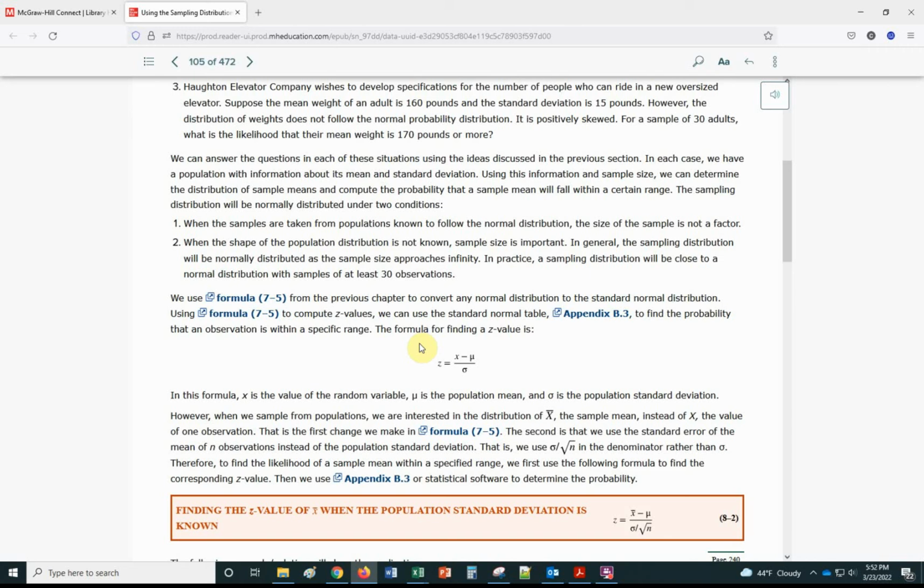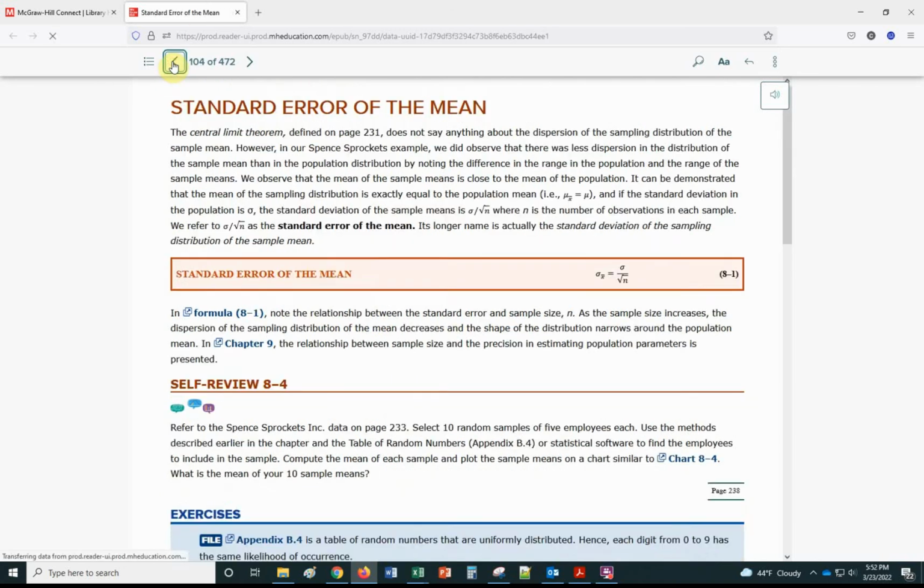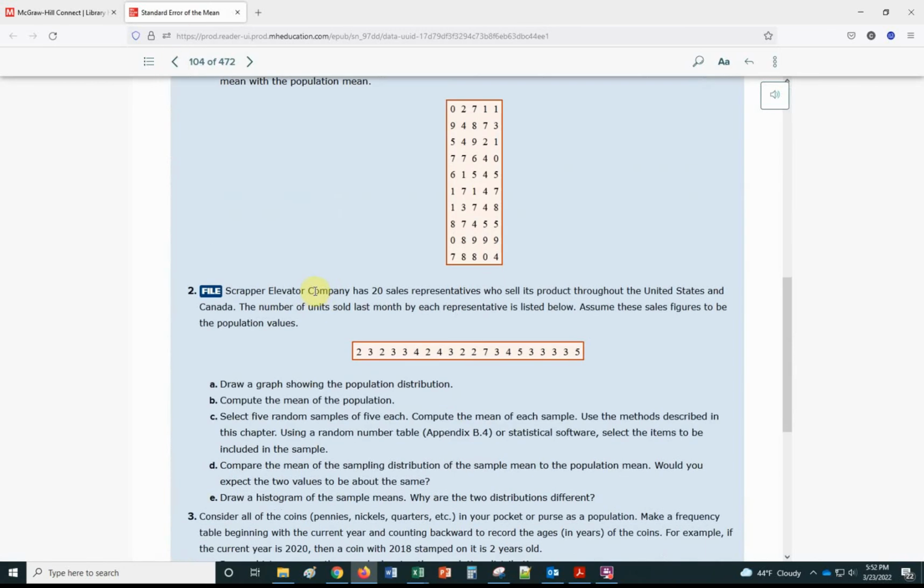Oh, wait a minute, I may want to do one of these questions here before I get into that. Let me go back. They were numbered different in the book and on the screen here. So number 2, it's number 12 in your book.